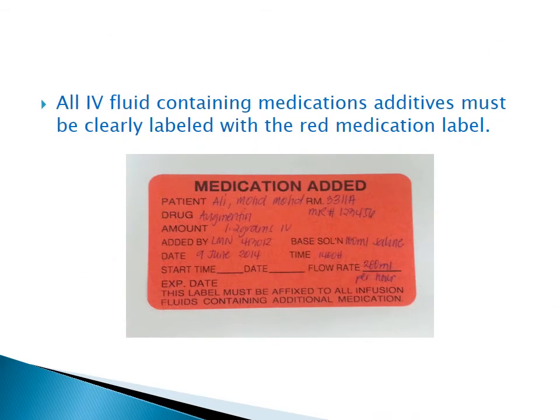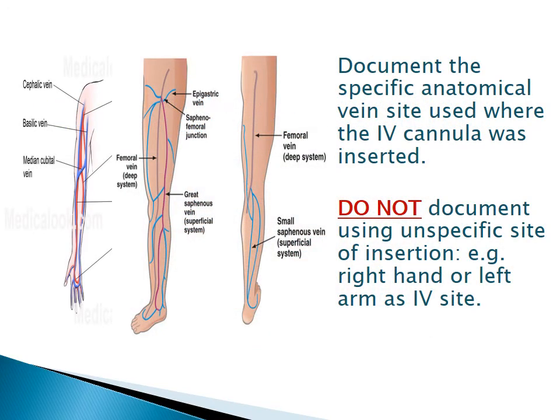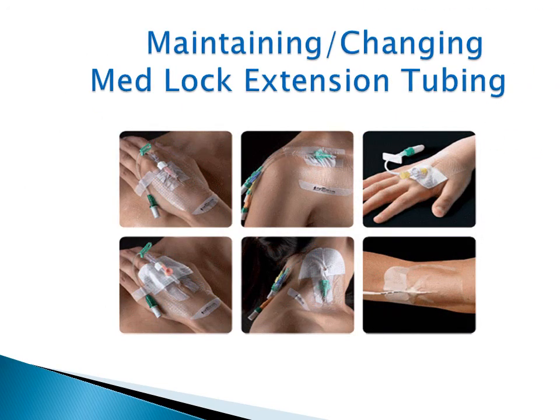All IV fluids containing medication additives must be labeled with a red medication label with clear and complete information. Document the specific anatomical site of the vein used where the IV cannula was inserted. Do not document using an unspecific site of insertion, for example right hand or left arm, as IV site. The nurses should be familiar with the following nursing procedure to be applied in maintaining or changing medlock extension tubing.